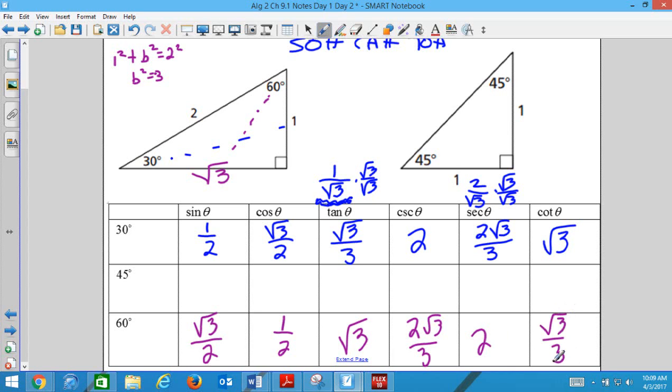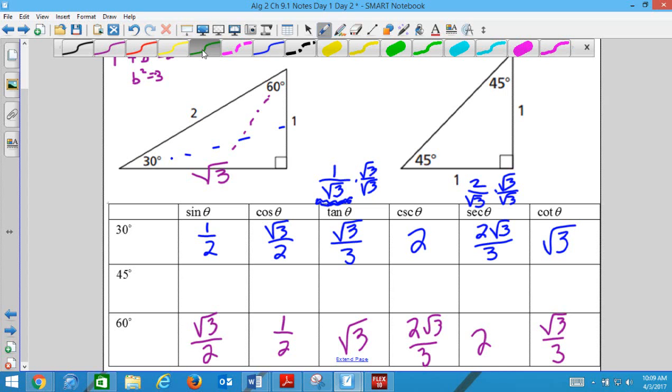But if you needed to find them, if you didn't have them memorized, you just drew a 30, 60, 90. You make the short side 1 and the long side 2 and the middle side square root of 3. So you've got to memorize something. It's either the triangle or it's the chart.